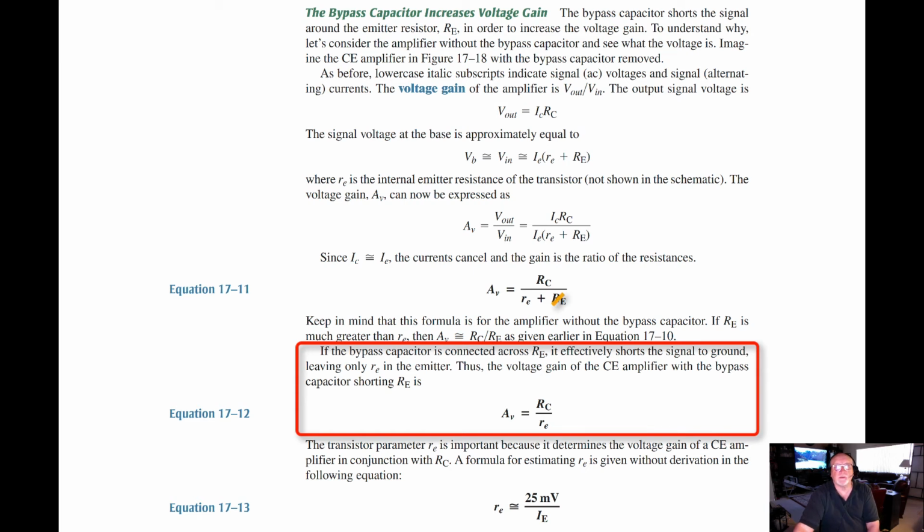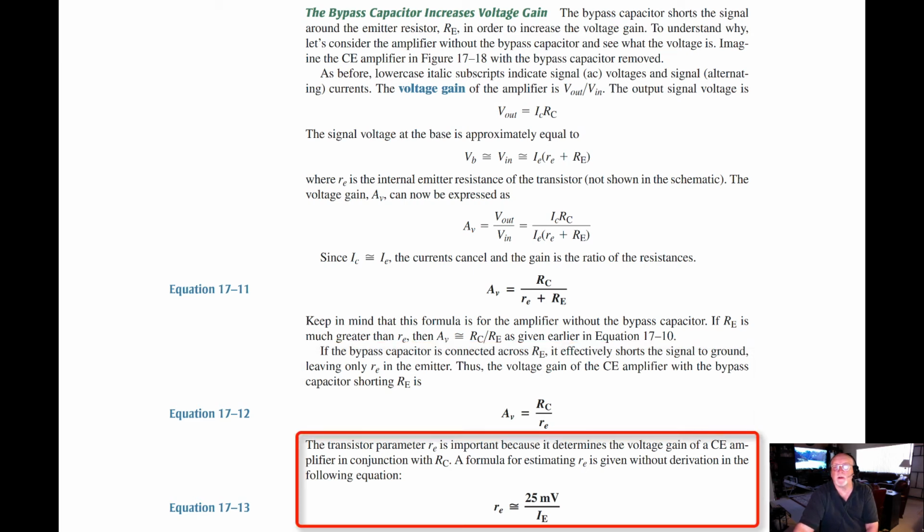The transistor parameter r sub E is important because it determines the voltage gain of a common emitter amplifier in conjunction with the collector resistor. A formula for estimating r sub E is given without derivation in the following equation. So they're saying you need to accept this. Just accept this as it's approximately equal to 25 millivolts divided by the emitter current.